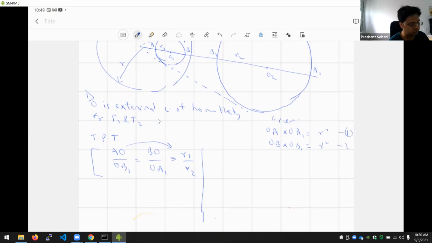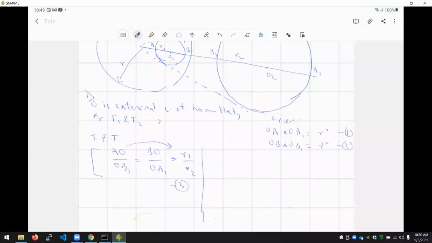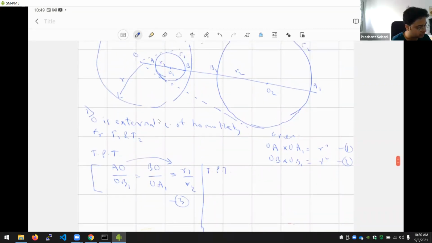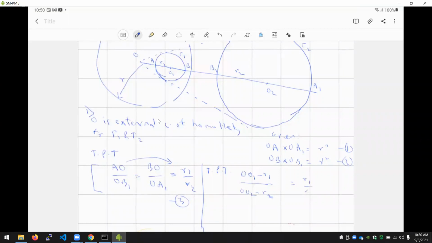So in the given term, or what you have to prove, where are you substituting this? In these ratios. So instead of AO, what should I write? O1O minus R1. So to prove that, instead of AO, we have O1O minus R1. Okay, continue. And similarly, OB1 will be replaced by O2O minus R2. Is that your idea? Yes, sir. So this is what we have to prove.